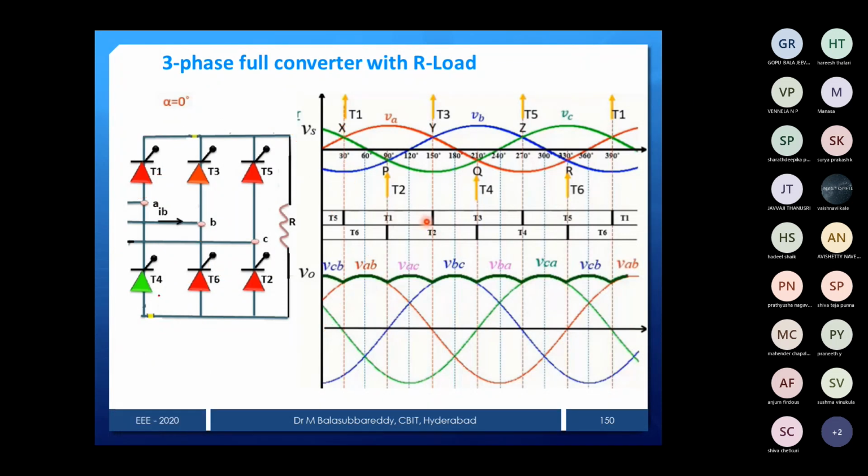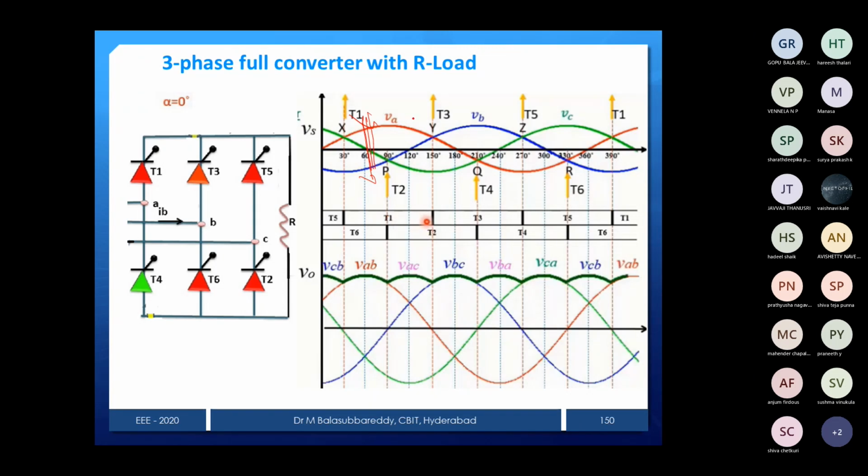Then what is your output? Based on your device conduction, it goes through T1, that means A phase, and comes out through B phase. So your output will be VAB at that instant. Similarly, you can find it at any other instant. Suppose I want to know the output at omega t equal to 60 degrees, let us assume. A phase is more positive and B phase is more negative. So only AB will conduct.